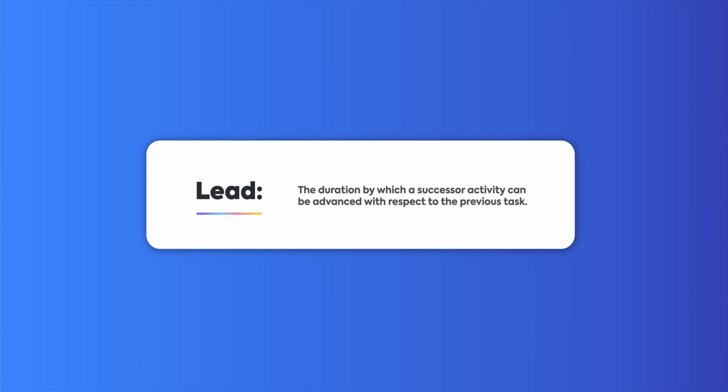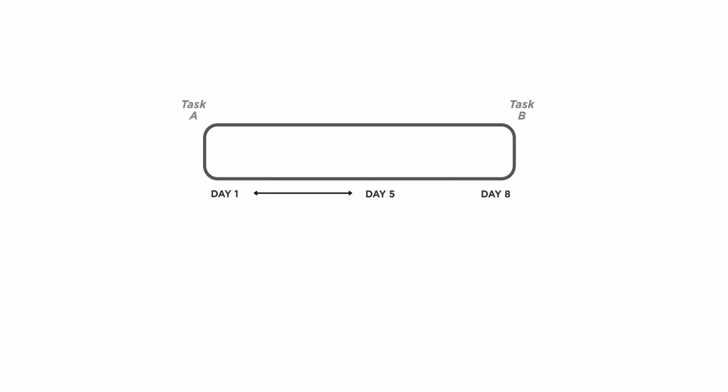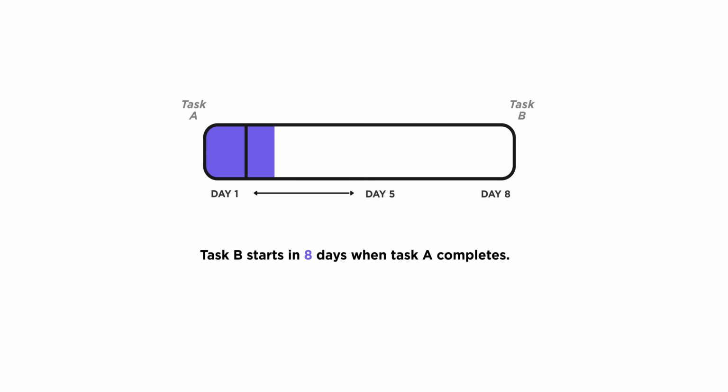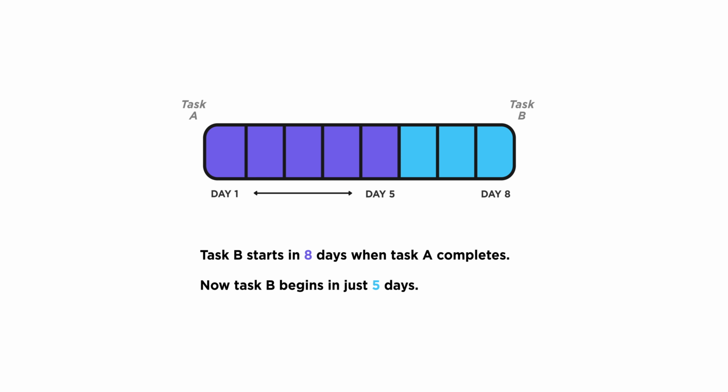Now, lead, on the other hand, is the opposite of lag. Lead time is the duration by which a successor activity can be advanced with respect to the previous task. For example, task B must start when task A completes, and that's in 8 days. However, if task A is completed early and task B begins in just 5 days, then task B is considered to have a lead of 3 days. More math. You still with me?